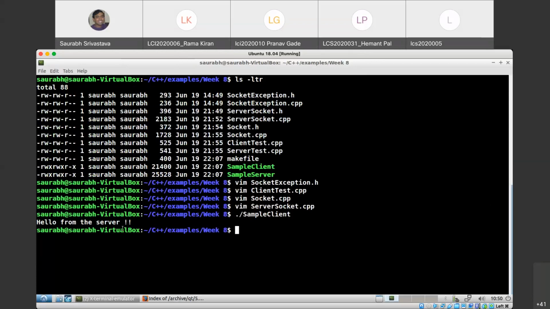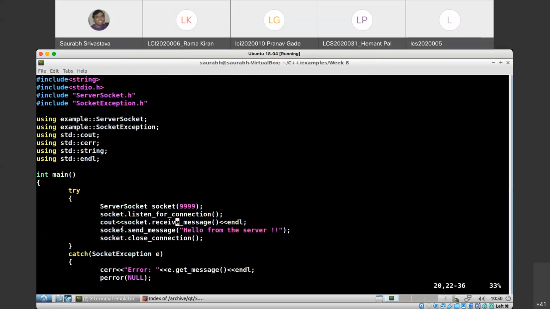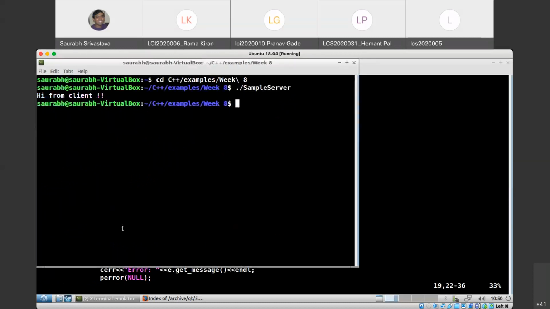There are two programs here: the server test and client test. In the server test, you can see that I am just providing a port number for the server socket to be created. And then I say, please listen for a connection. So here my code will actually get blocked. Whenever I try to listen for a connection, the program gets blocked here.